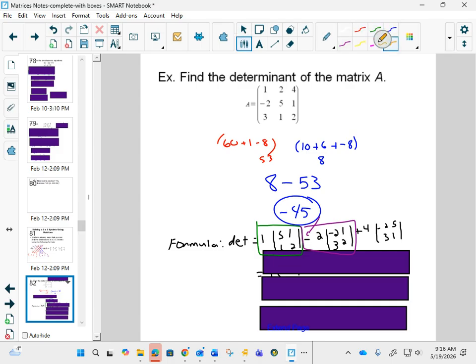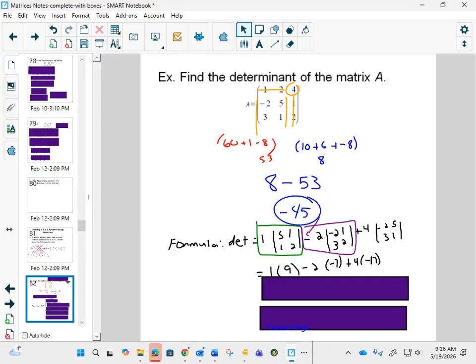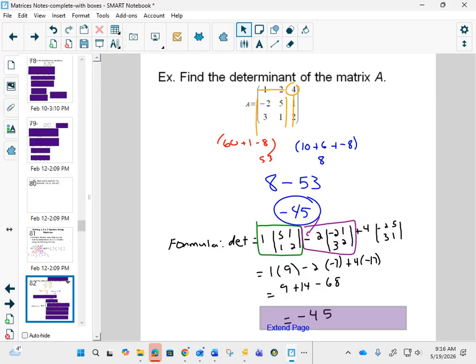On the third one, take the last number, which is a 4, multiply by the determinant of what is left. This is going to be 10 minus 1, which is 9. This one's going to be -4 minus 3, which is -7. This one's going to be -2 minus 15, -17. Put those together, and we get the same answer that we did above.